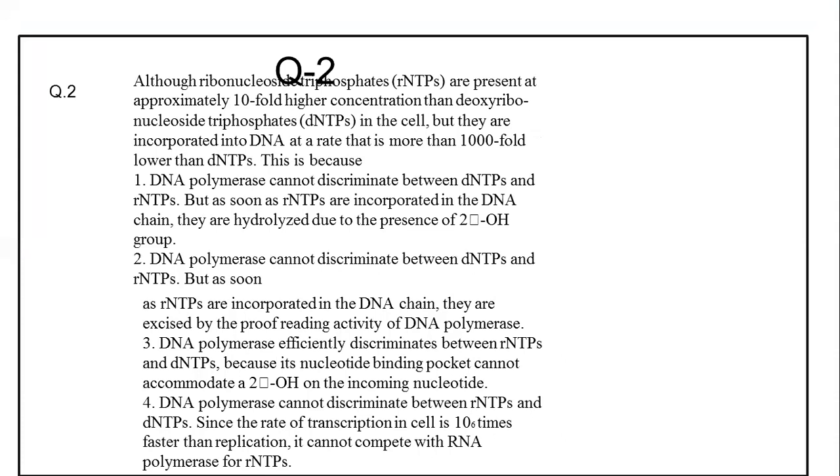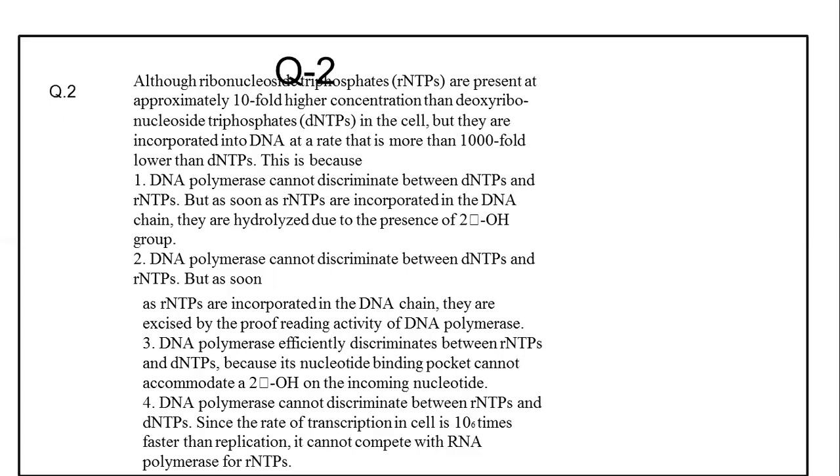So why does this happen? Because RNTP concentration is high, but during DNA replication, how does DNA polymerase differentiate between RNTPs and DNTPs? Why does DNA polymerase not take RNTPs instead of DNTPs? Because during DNA replication, deoxynucleotides are added instead of RNTPs. RNTPs are added in RNA, DNTPs are added in DNA.